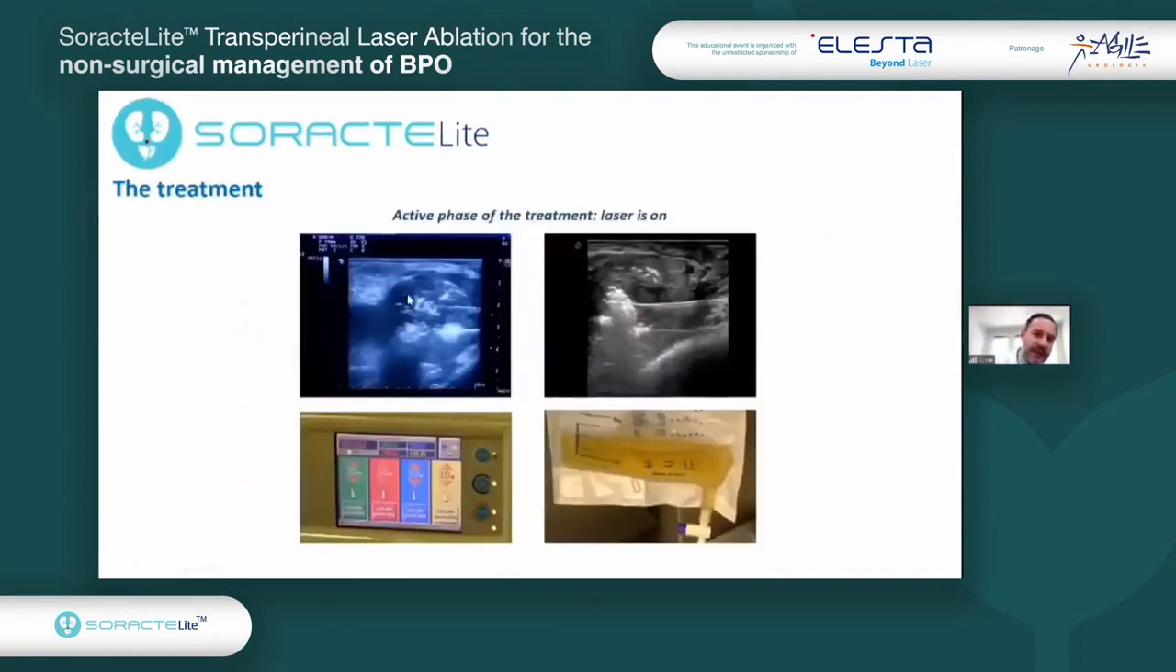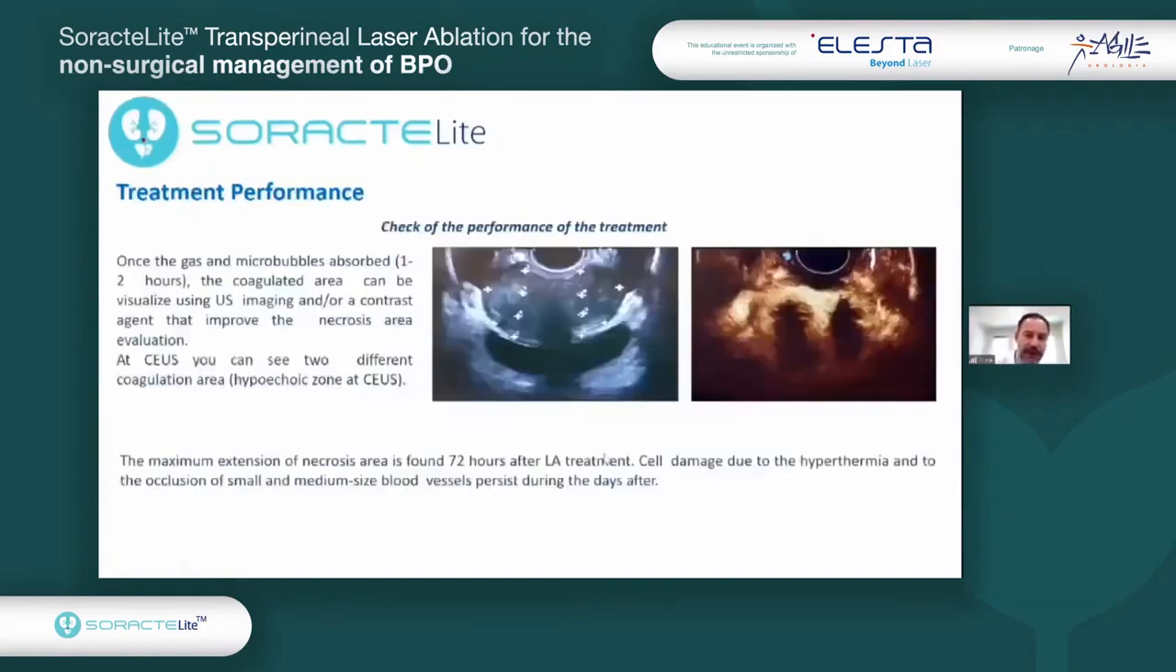And this is what we can see during the treatment. Once we start with the procedure, we can see some bubbles generated by the high temperature that we reach inside the prostate. And this is also an image of the active treatment that we have on the screen. And this is the color of the urine at the end of the procedure, which you can see is very clear, without any kind of hematuria.